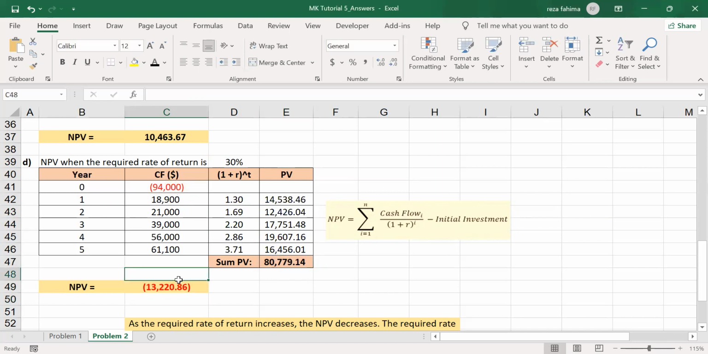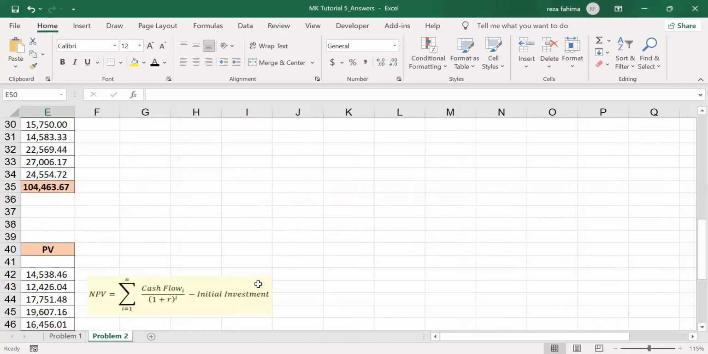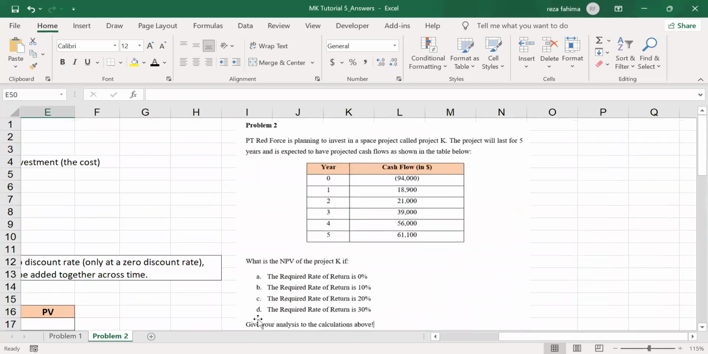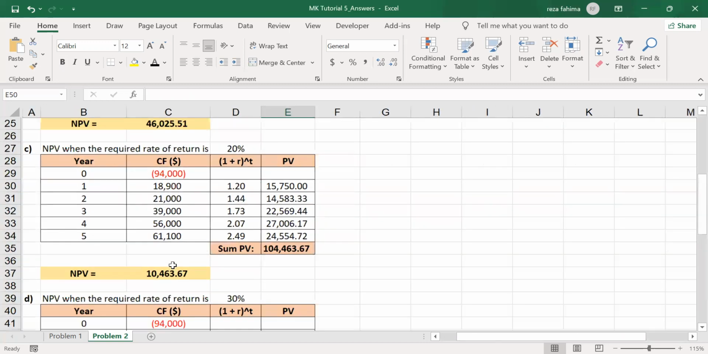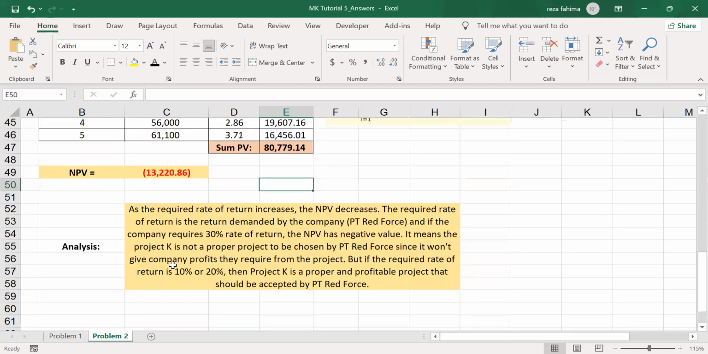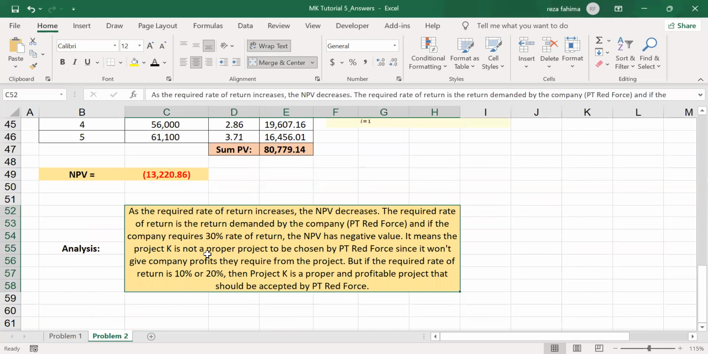And you can see that if the required rate of return is 30%, the NPV is minus $13,220.86, and the NPV has a negative value. And you're asked to give your analysis as well after you calculate all the NPVs. You can use this as your analysis.